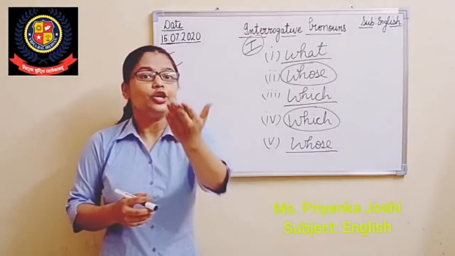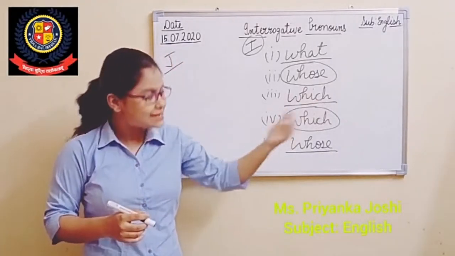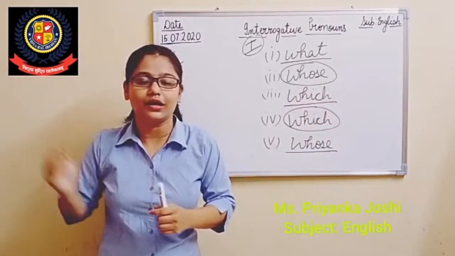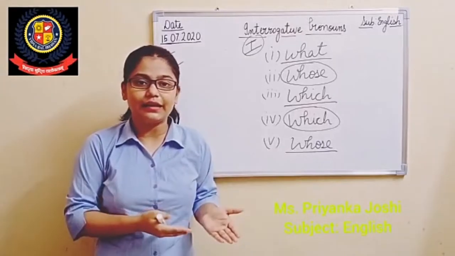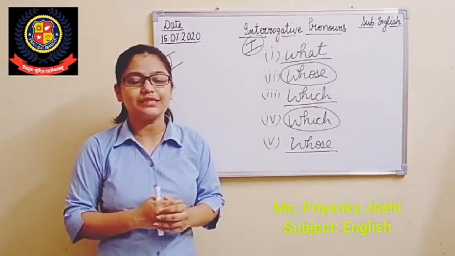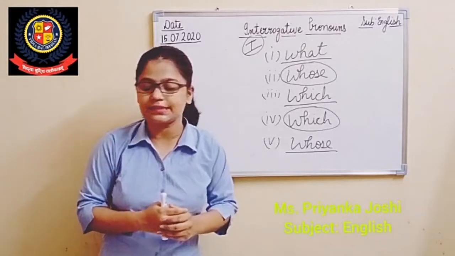Then obviously your answer will be Rachna's house is the one on the left, or Rachna's house is the one on the right. But in the book it is given left, right? So this way you are going to form the questions accordingly. Okay, students?